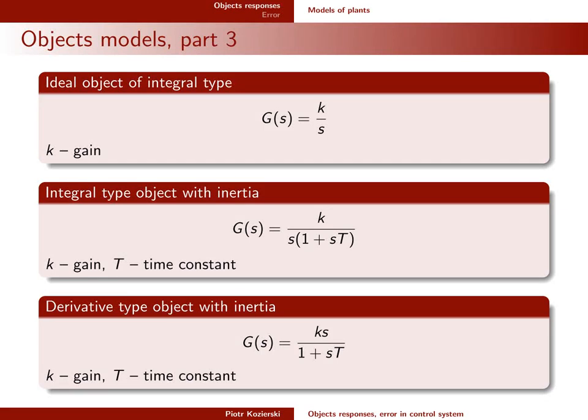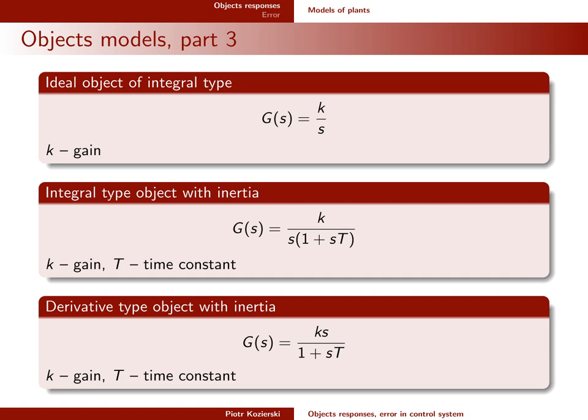Next is the ideal integrating object. Integration is that lonely s in the denominator. Another name for integration is astatism, which may also appear in tasks. Below, we see a real integrating object, that is, an object in which inertia additionally appears in the denominator. At the bottom, we see a derivating object with inertia. This derivation is that lonely s in the numerator.